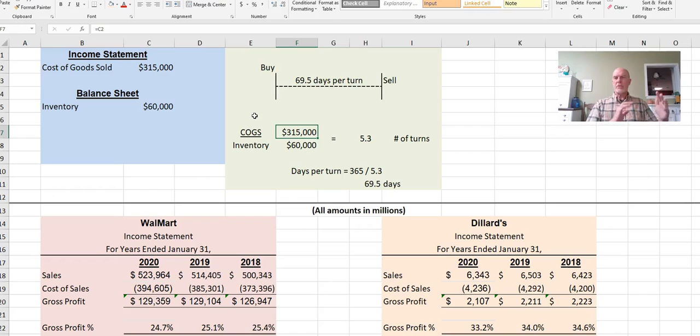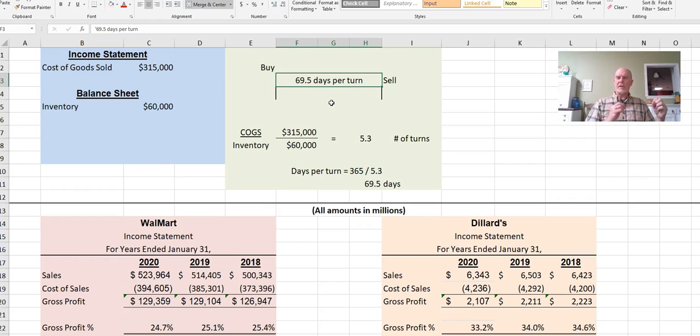If we had 5.3 inventory turns during the year, we'll divide that into 365 days, and that would be 69.5 days per turn. In other words, from the time you buy your inventory to the time you sell it, that inventory is basically sitting on the shelf, in this case, for about 70 days. So that's a pretty good way to monitor how well you are managing your inventory.